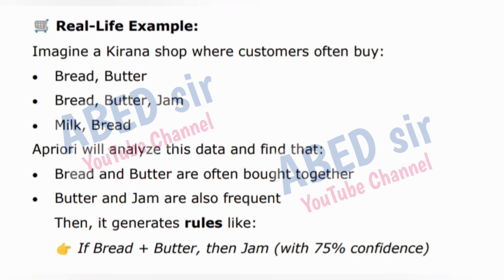Real-life example. Imagine a kirana shop where customers often buy bread, butter, jam, milk, bread. A priori will analyze this data and find that bread and butter are often bought together. Butter and jam are also frequent. Then, it generates rules like if bread plus butter, then jam, with 75% confidence.